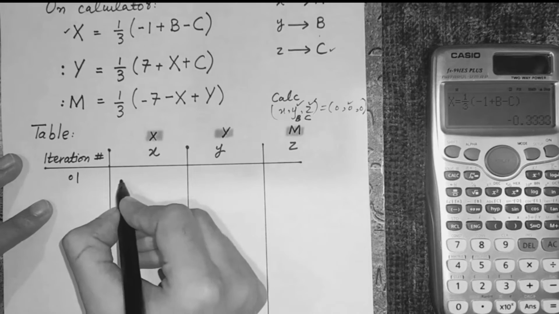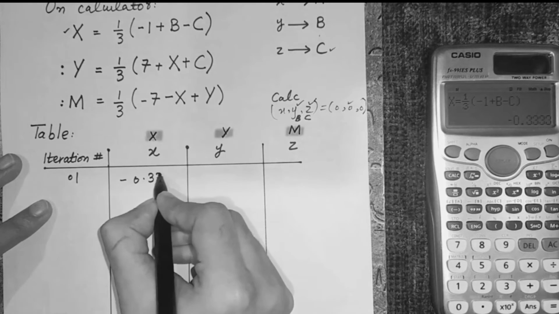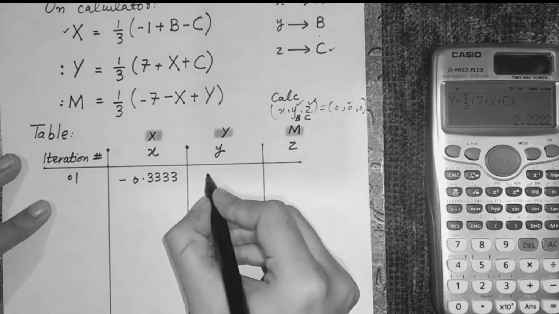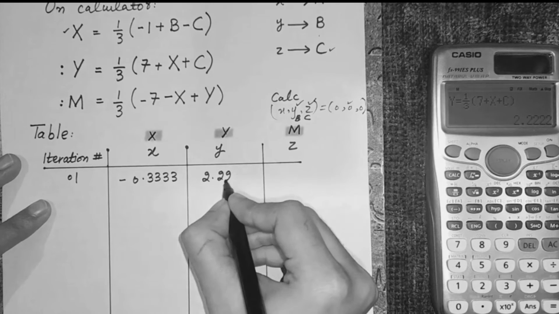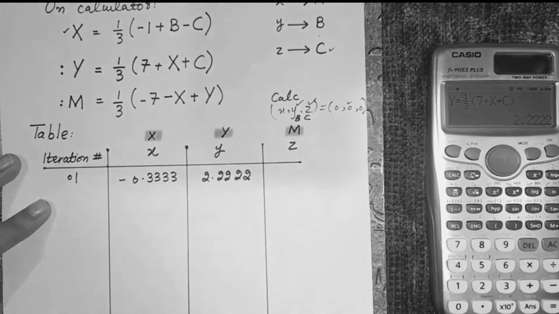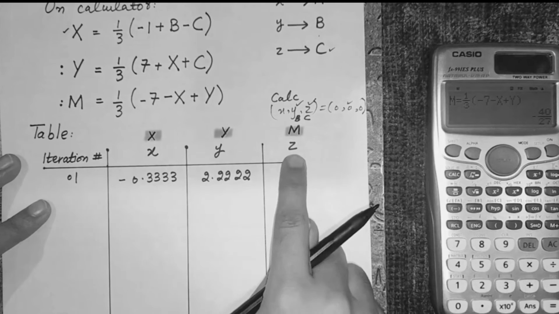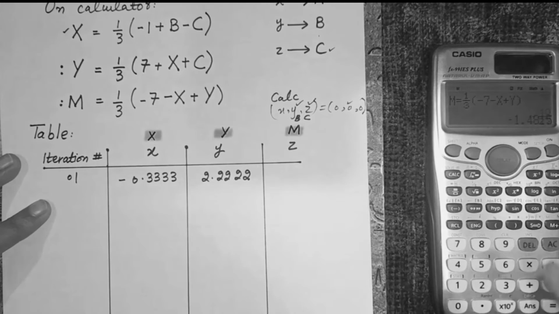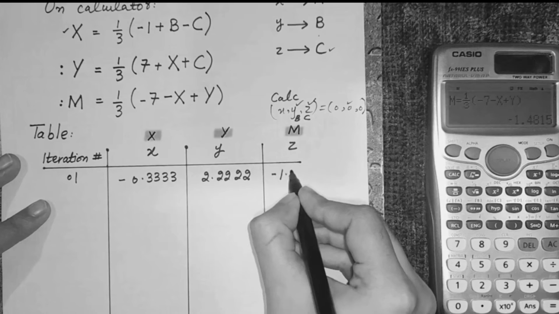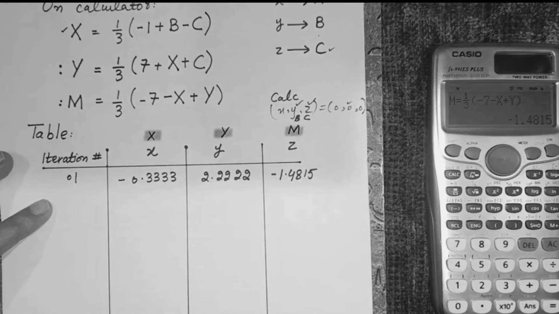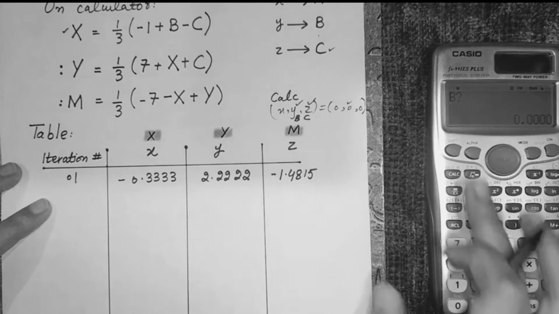So our value is -0.4 times 3. Now again press equals, the value of y is 2.2222. And the value of M, as you know we have assigned the value of z to M, so the value of M is -1.4815, right?